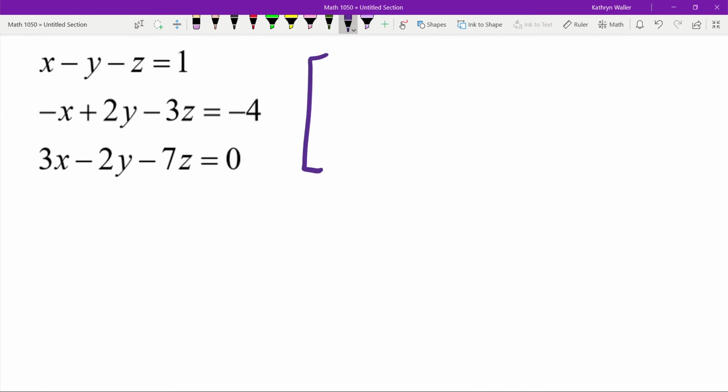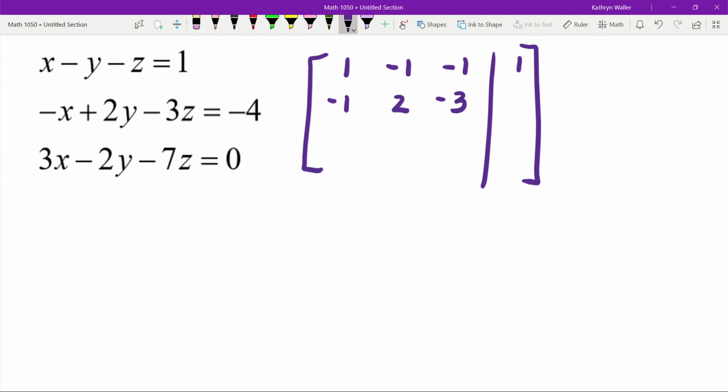Okay, on the top, 1, -1, -1, solid line 1. Underneath, -1, 2, -3, -4. Underneath, 3, -2, -7, and 0. The first thing I need is a 0 here. Follow the correct order unless it's an unusual circumstance, okay?